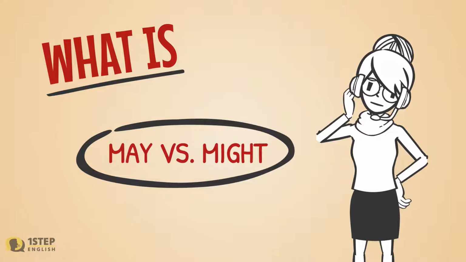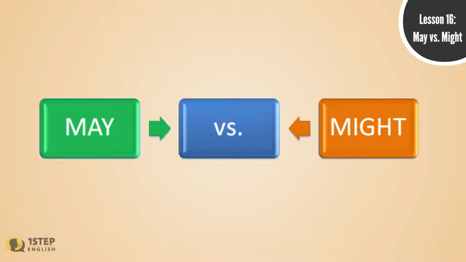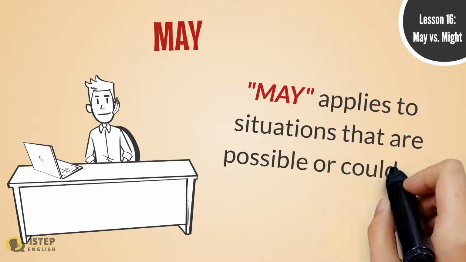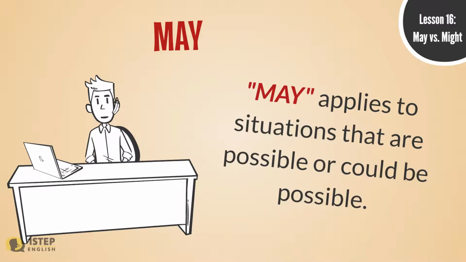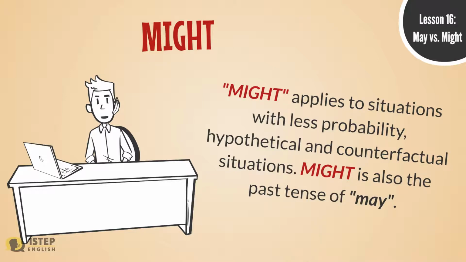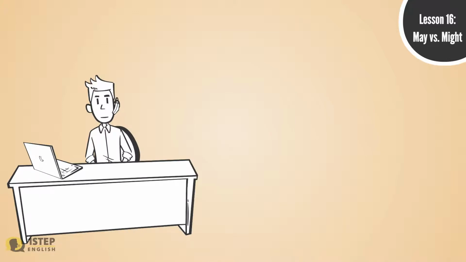What is may versus might? May applies to situations that are possible or could be possible. Might applies to situations with less probability, hypothetical, and counterfactual situations. Might is also the past tense of may. May and might have several uses.